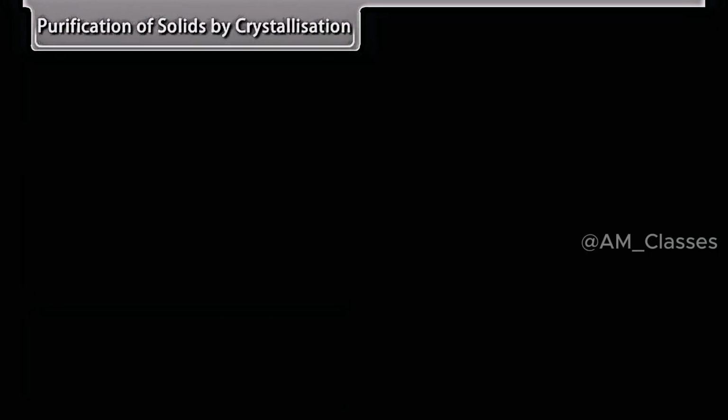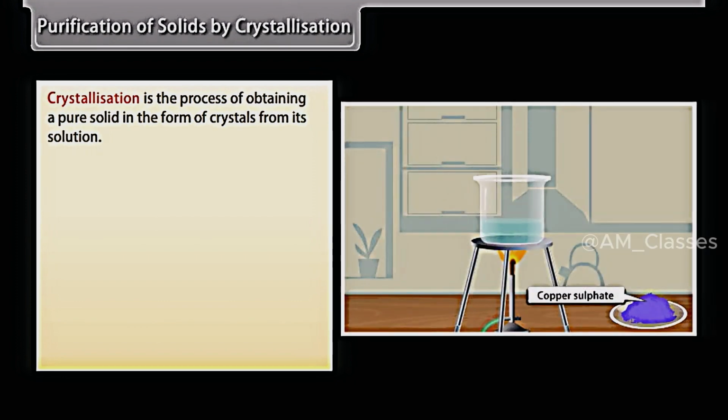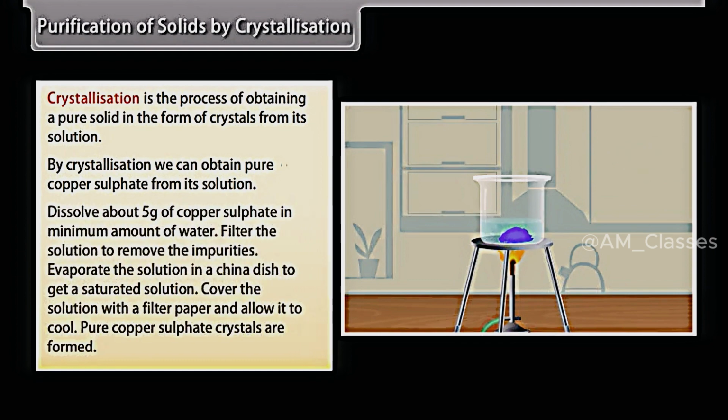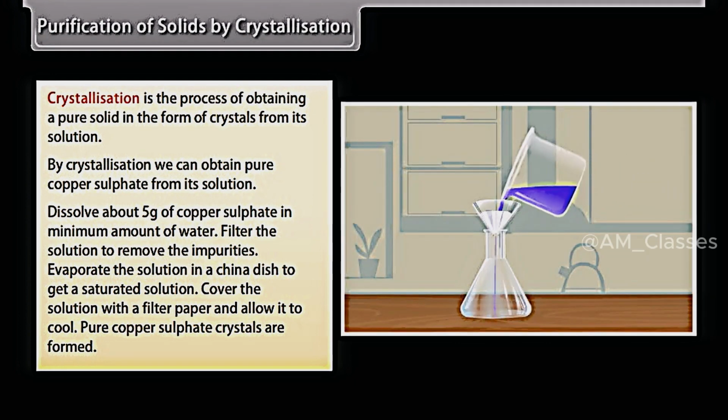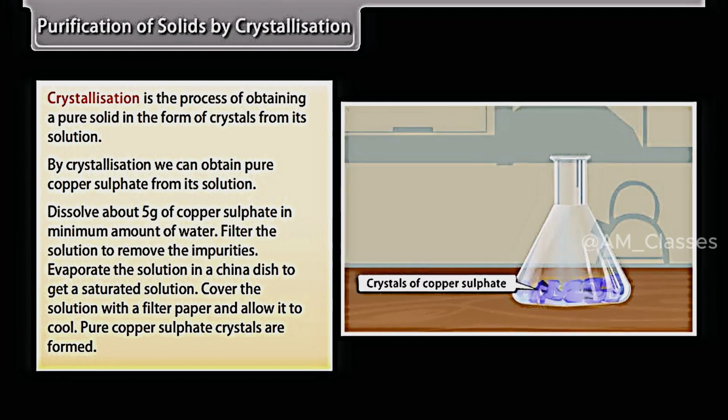Purification of solids by crystallization. Crystallization is the process of obtaining a pure solid in the form of crystals from its solution. By crystallization, we can obtain pure copper sulfate from its solution. Dissolve about 5 grams of copper sulfate in a minimum amount of water. Filter the solution to remove the impurities. Evaporate the solution in a china dish to get a saturated solution. Cover the solution with a filter paper and allow it to cool. You will see pure copper sulfate crystals are formed.